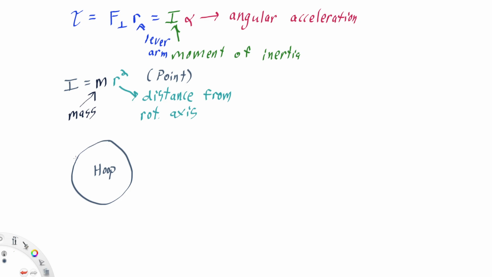So in a hoop, which is like a circle with all of the mass at a distance r from the center, all of the mass is at a distance r from the rotational axis, so the moment of inertia of a hoop rotating around the center is just mr squared.